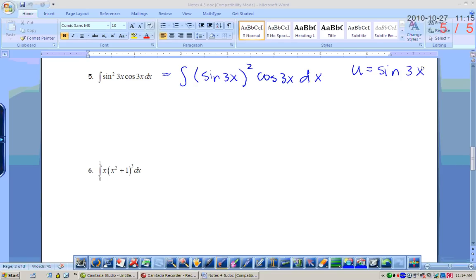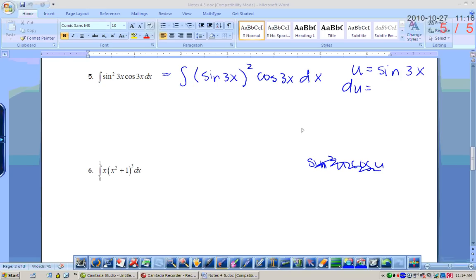If you just let u be 3x, then you would still be trying to integrate sine squared u times cosine u. And we don't know a function whose derivative is sine squared cosine. That's why sometimes it takes trial and error too. If you let u be the wrong thing, you're going to know it pretty quickly because you won't be able to integrate it even after you've substituted your u's. And if you do it this way, you immediately know it's the right way because it becomes really easy.